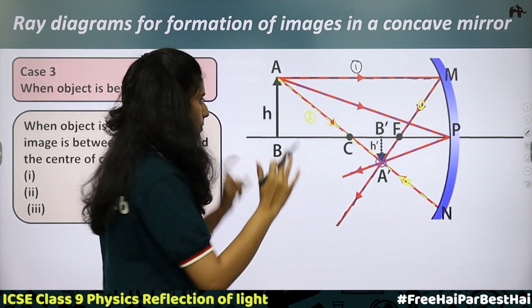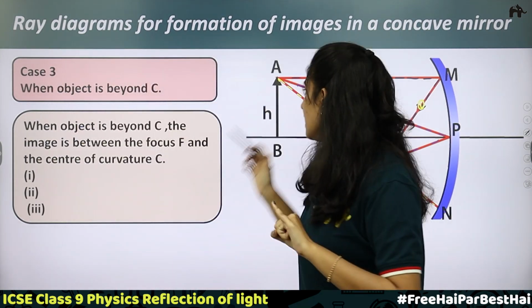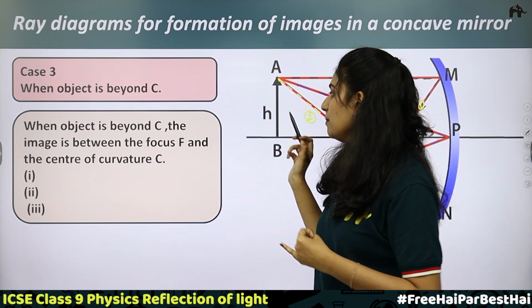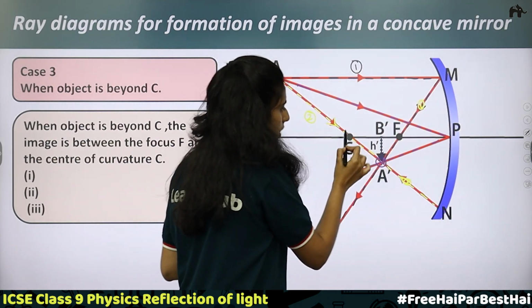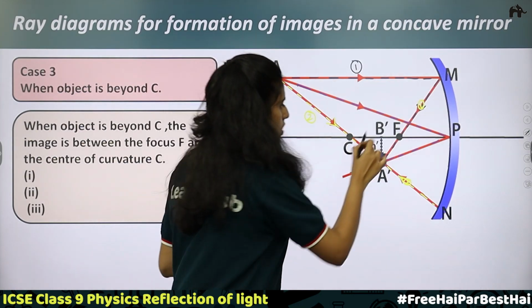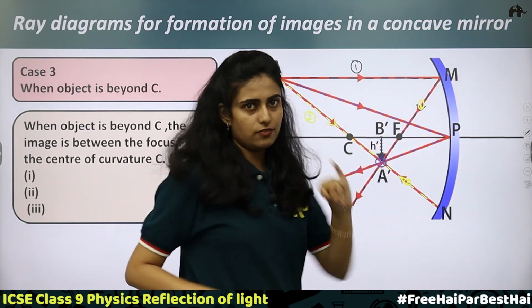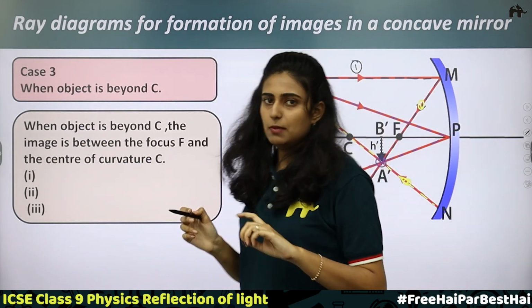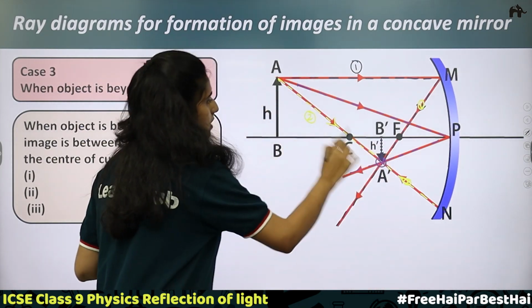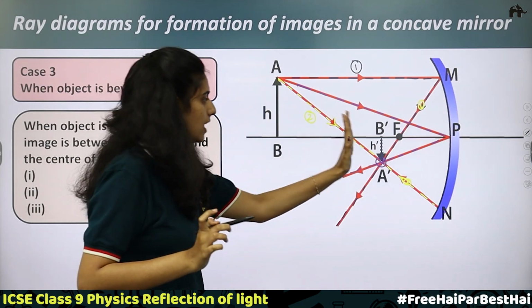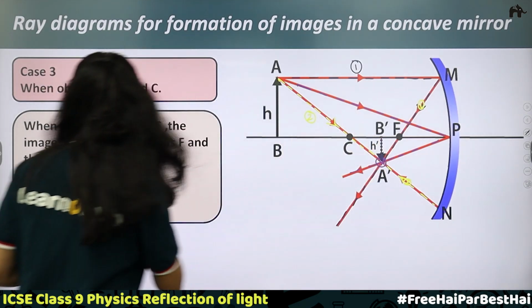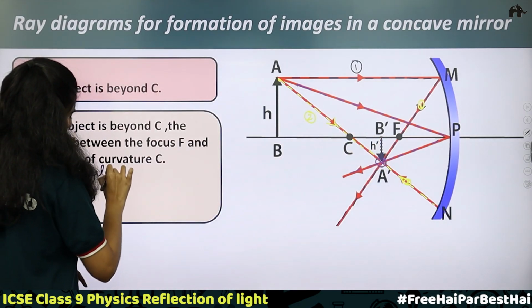Where is the image formed? First thing. Here you can see when the object is beyond C, the image is formed between the focus and center of curvature. Here we have the focus. Here we have the center of curvature. So, image is between the focus and center of curvature. Now, what are the properties of the image formed? First property, what type of image, real or virtual? It is a real image because it can be obtained on a screen. Yes. So, the real image is formed.